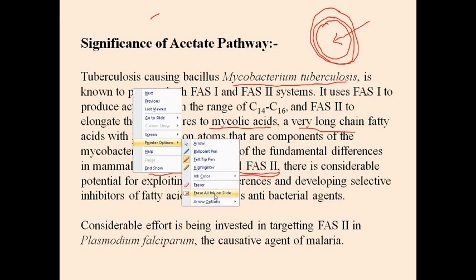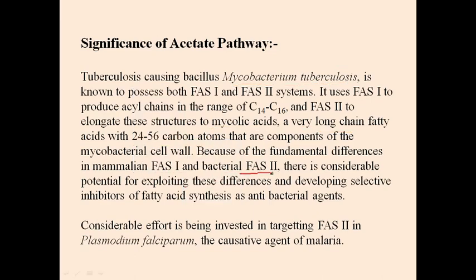The fatty acid synthase particularly present in bacteria is fatty acid synthase 2, and we can target this fatty acid synthase 2 due to its difference from mammalian fatty acid synthase 1. And if we are able to disturb the function of this fatty acid synthase 2, then it will not be able to properly form mycolic acid. If the mycolic acid is not properly formed, then whatever drugs we are making can easily penetrate, and these drugs can easily kill this tuberculosis bacteria. This is one significance of utilizing the acetate pathway.